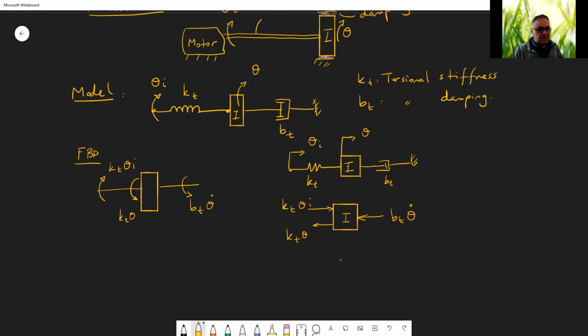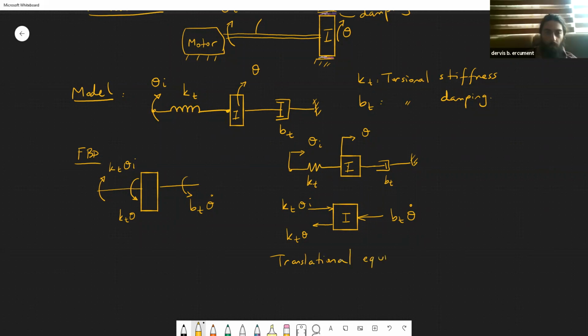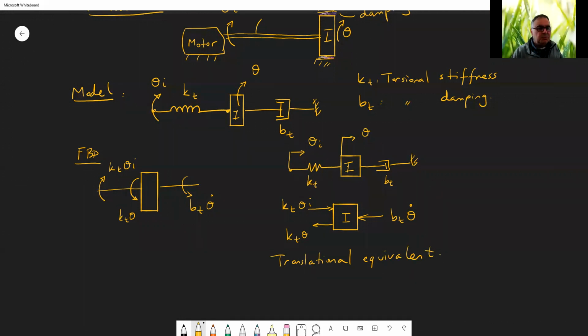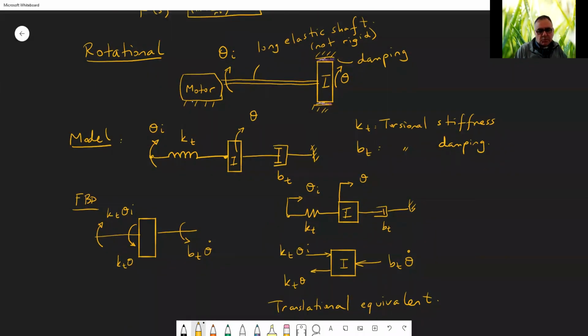I'm just writing down the rotational equivalence of these. So this is the translational equivalent. What is the theta I? Theta I is the input rotation that comes from the motor, this one. Is the I a subscript? Yes, it's a subscript.